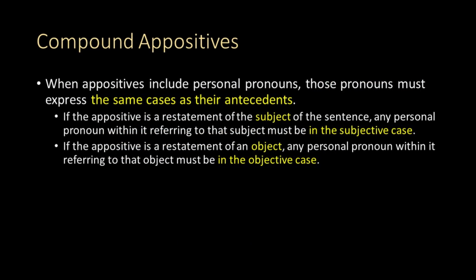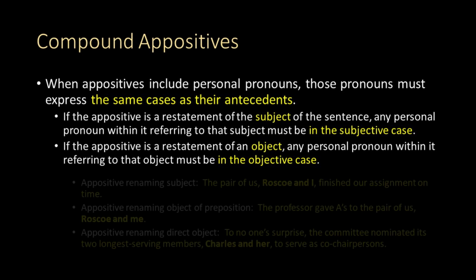A similar rule applies to compound appositives. When they include personal pronouns, those pronouns must express the same cases as their antecedents. That is, if the appositive is a restatement of the subject of the sentence, any personal pronoun within it referring to that subject must be in the subjective case. If the appositive is a restatement of an object, any personal pronoun within it referring to that object must be in the objective case. Consider these examples.